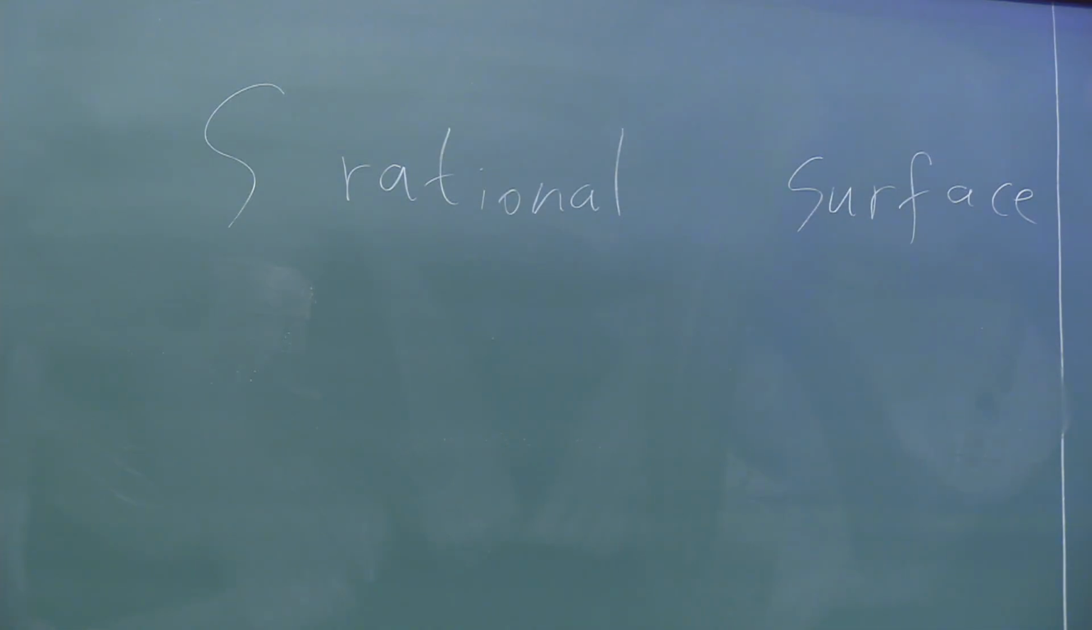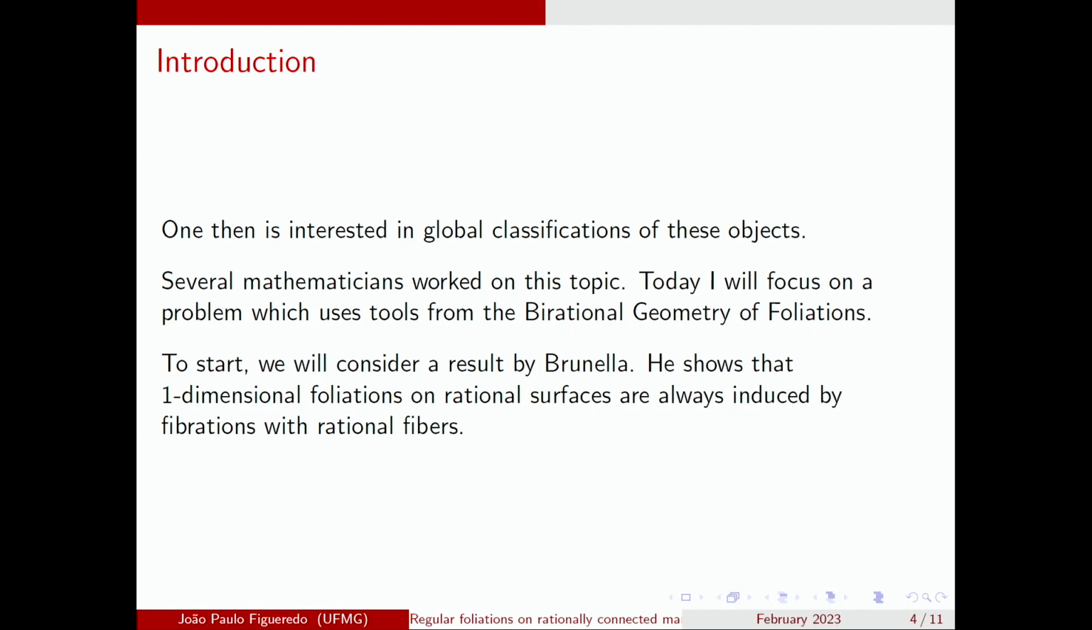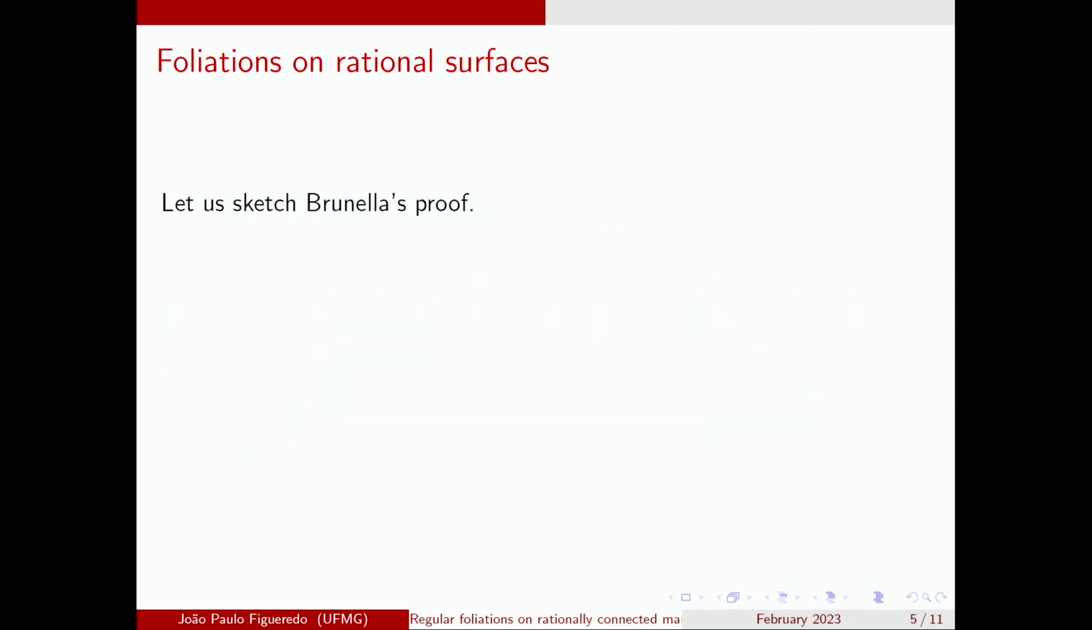The result by Brunella shows that every foliation of rank 1, the way I define it here, is actually induced by a fibration with rational fibers. So you consider a smooth fibration, and the fibers of this fibration will be the leaves of the foliation. A sketch of this proof is the following.